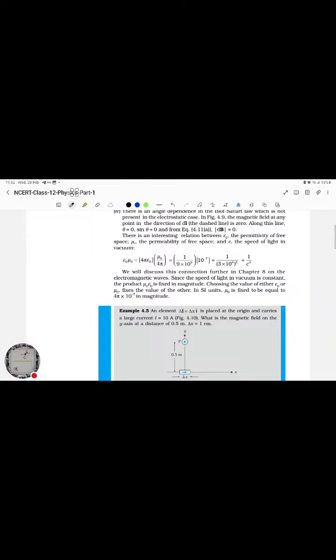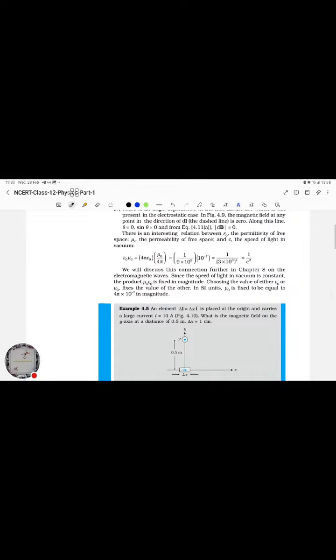Since the speed of light in vacuum is constant, the product mu naught times epsilon naught is fixed in magnitude. Choosing the value of either epsilon naught or mu naught fixes the value of the other. In SI units, mu naught is fixed to be equal to 4 pi into 10 power minus 7. Whatever the values of mu naught and epsilon naught, if we know one, the other is kept constant since the product is a constant value. So according to SI units, we fix the value of permeability to be 4 pi into 10 power minus 7, as they say.